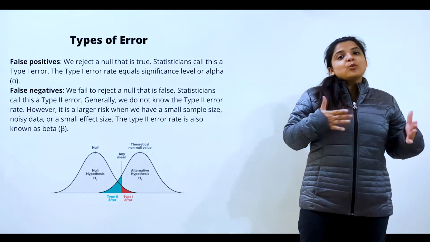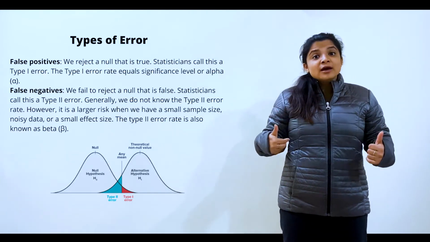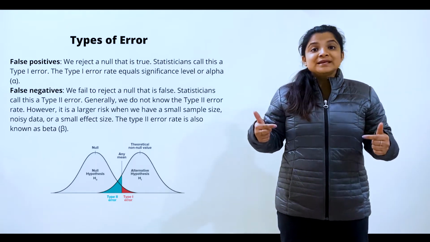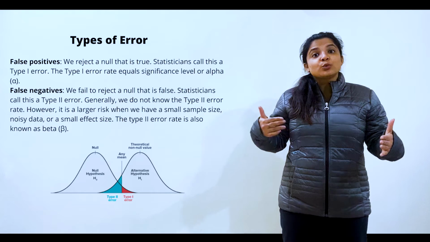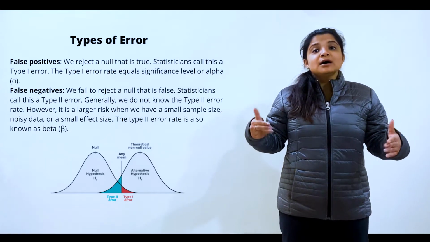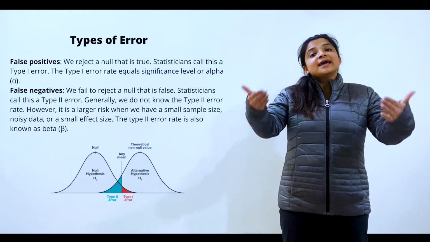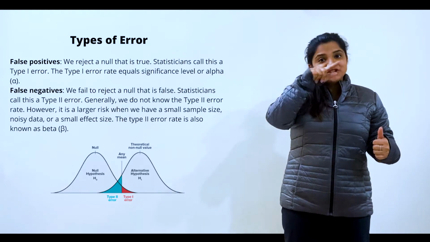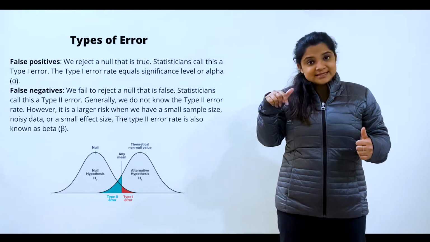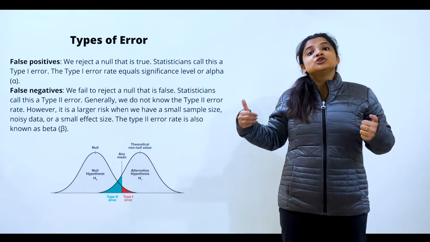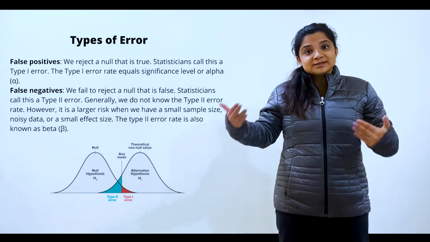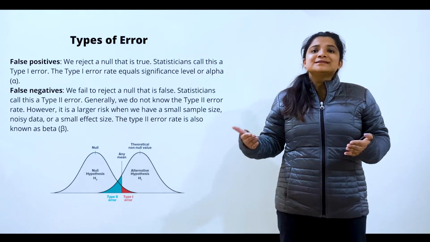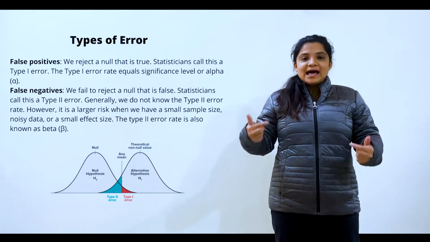Okay, so type 1 error is when we reject a null that is true, as a result of which a false positive comes into the system, which means that you have rejected the null hypothesis that is actually true. So a false positive will come in the system. They are also called significance levels or alphas.